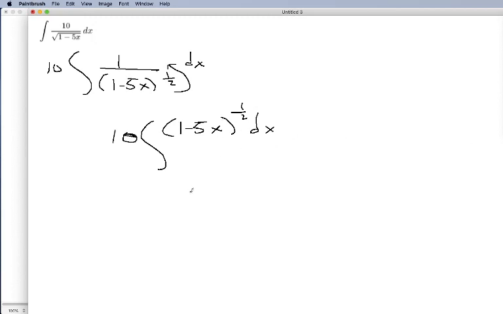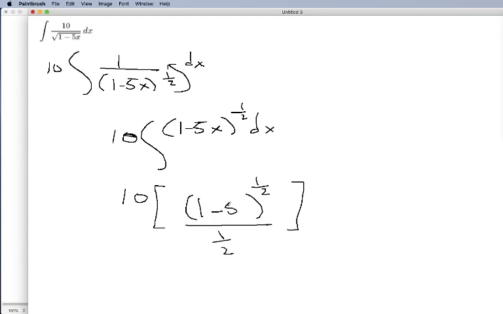If you integrate this, take the 10 out. I'll just put this in here for now, just in case. This, what you should do is add 1 to this negative 1/2, so it becomes positive 1/2, but then you have to divide out that amount as well.